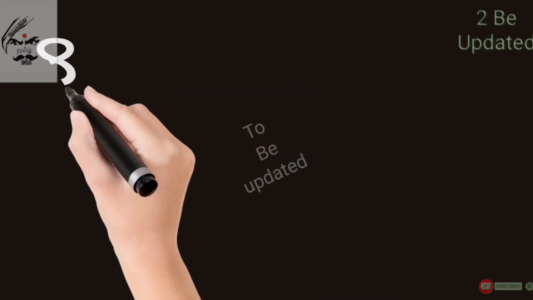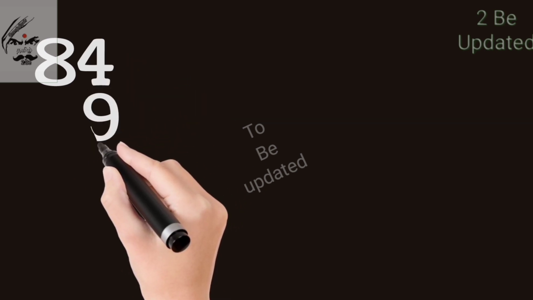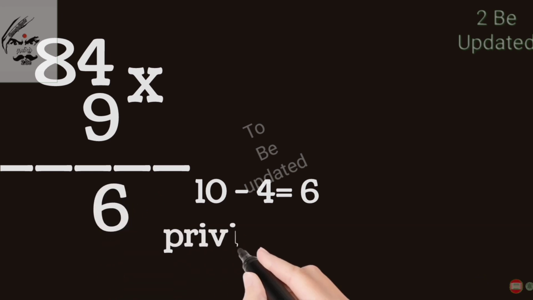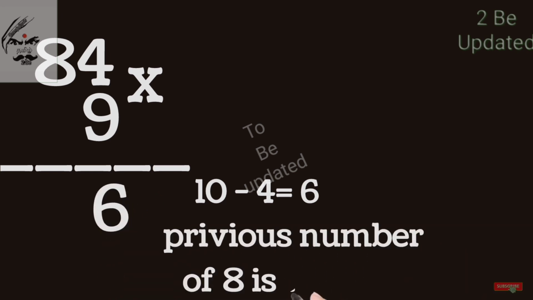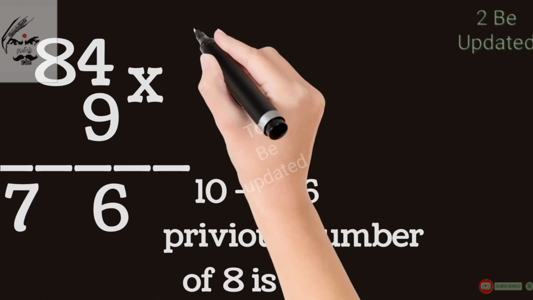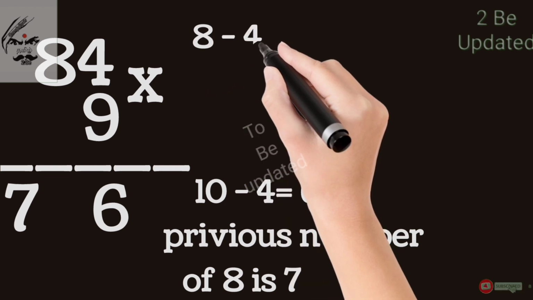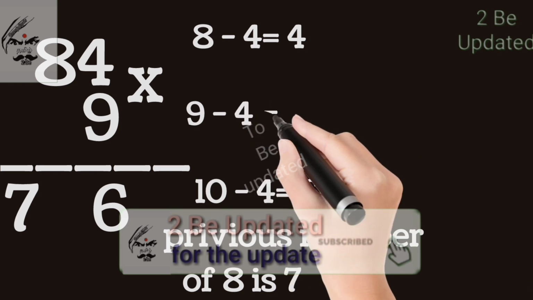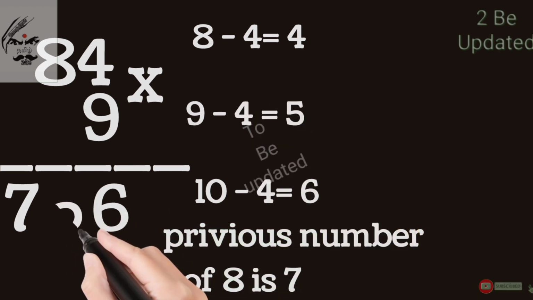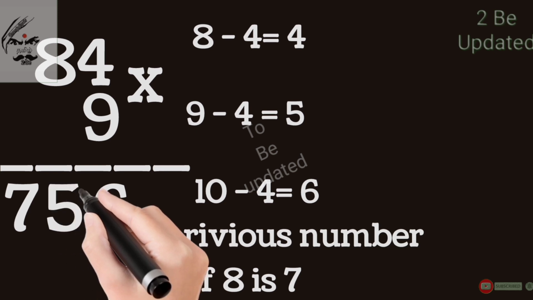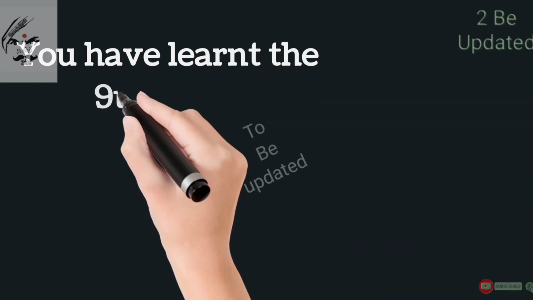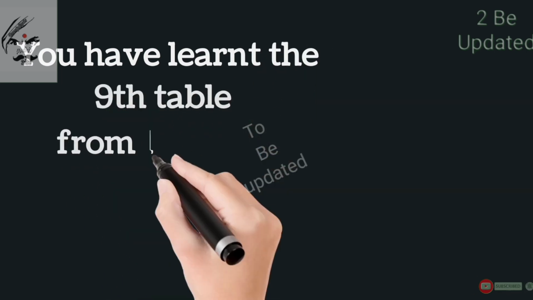For example, 84 nines are. Now the unit digit of 84 is 4. 10 minus 4 is 6. And the tens place is 8. So the previous number of 8 is 7. Now we are going to see the middle part. Observe well. 8 minus 4, because we are given 84, no? We got 4. And we are going to subtract that 4 from 9. So we got 5. So the answer to 84 nines are 756.